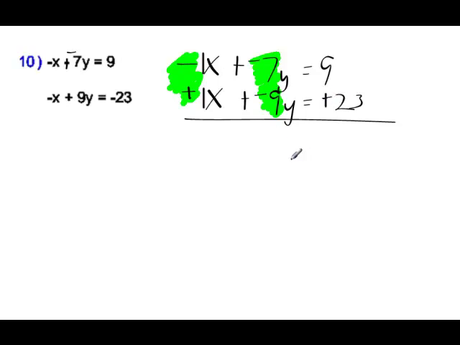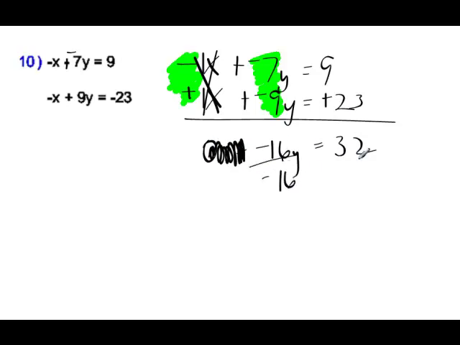There you go. So now I have my negative 1x, positive 1x. What happens to them? Cancel. Good. So left is 0. Negative 7 and negative 9 is negative 16y. 9 and 23 is 32. Okay, we know that that's 32. So, just solve your equation now. Y equals what? Negative 2. Okay, to find x, what's our method?